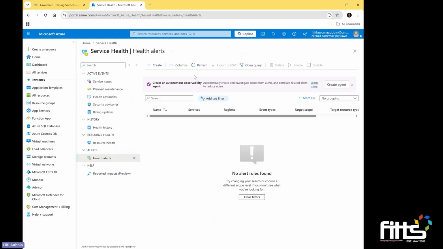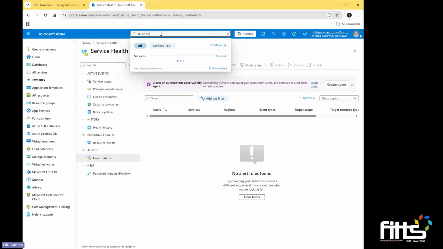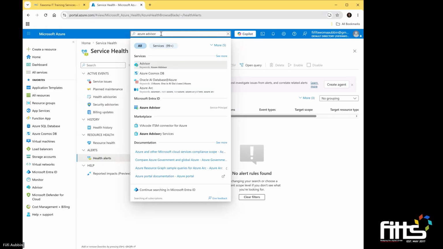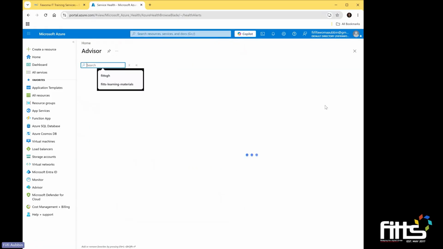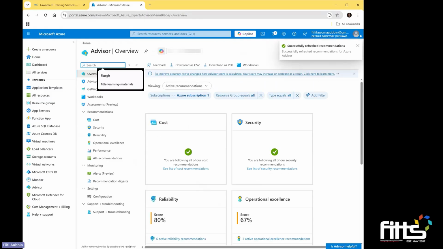So what I'm going to do is to go over and look for Azure Advisor. So I've got my advisor, it opens. And immediately, I think you've seen a completely different interface. So instead of showing health information, Azure Advisor presents recommendations. That is the beauty of it. So think of Azure Advisor as your personal cloud consultant.